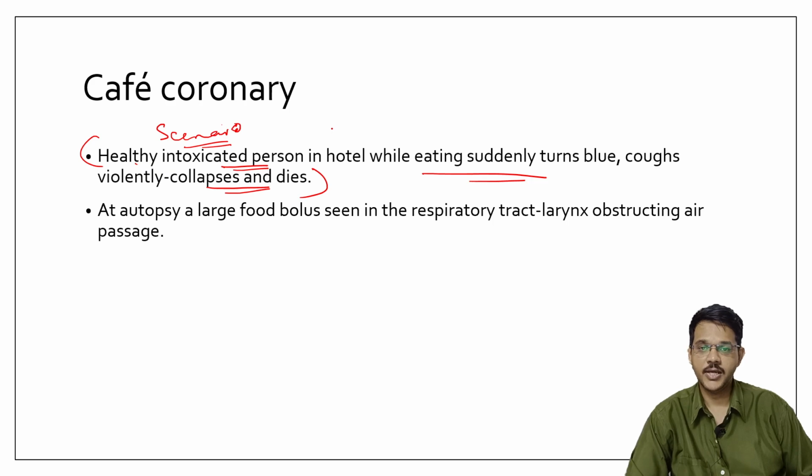Because he is intoxicated, the gag reflex is suppressed, and the food may get lodged in the larynx, and the person dies. At autopsy, a large food bolus may be seen in the respiratory tract and laryngeal obstruction in the air passages.